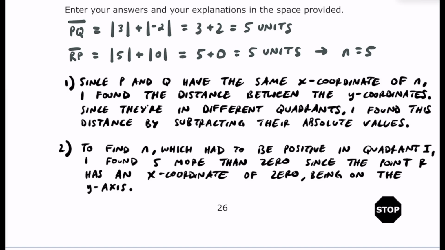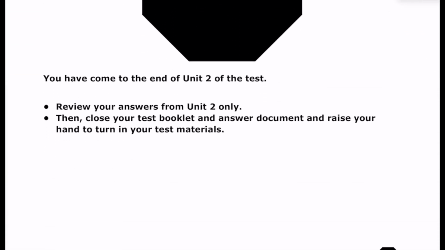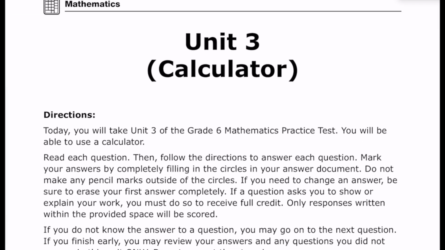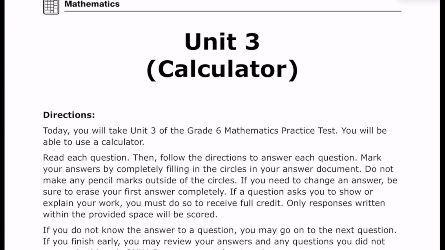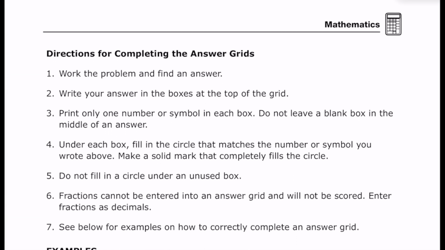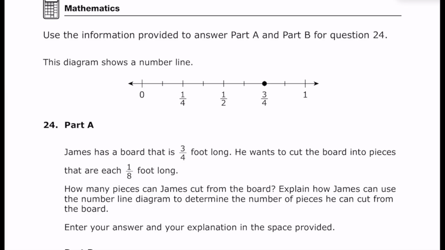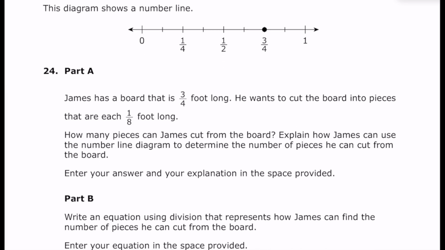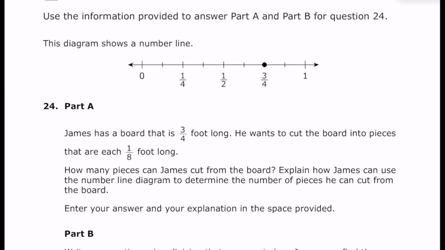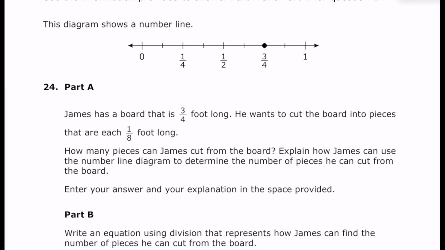So let's move on to unit 3. All right, let's take a look at unit 3, which is going to be calculator active, so that's going to be helpful in some of them. It looks like we're going to have 6 different questions to take a look at here, so let's get right into it. For 24, it looks like there are 2 parts to it, a part A and a part B. We're going to use the information provided to answer both of these.